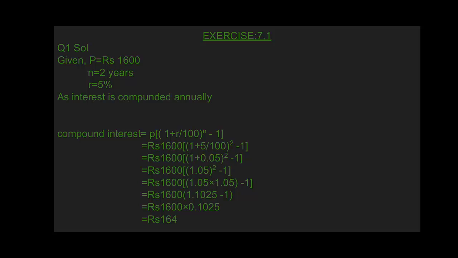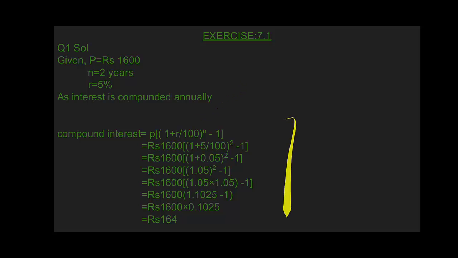The first exercise, 7.1. So the first question of the first exercise, the principal is given as 1600. The time is given as 2 years and the rate is given as 5%. And it is also given that the interest is compounded annually. So by using the formula to calculate the interest when the interest is compounded annually, we have this formula: P[(1 + R/100)^n - 1].